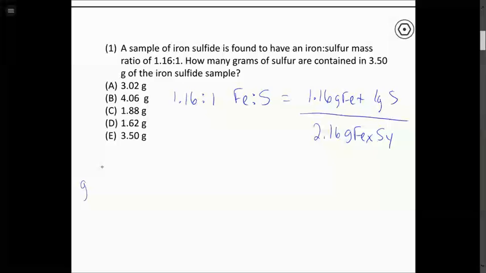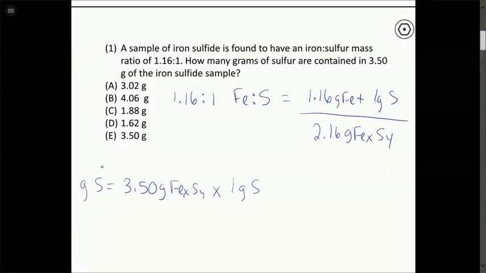If we want to find the mass of sulfur in this sample, we just have to start with the amount of compound that we're given, 3.50 grams. Then we use those ratios to convert between grams of compound and grams of one of the elements. We're looking for mass of sulfur, so we see from that ratio there's 1 gram of sulfur for every 2.16 grams of the compound. We could have simplified these numbers and presented it in terms of a percentage or something, but there's really no need to do that. We can just use the raw numbers as they're given, and that converts from grams of compound into grams of the element. That comes out to 1.62, which is choice D.